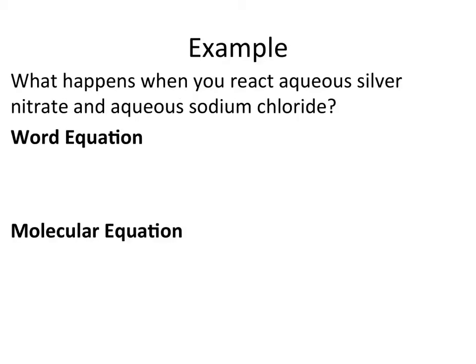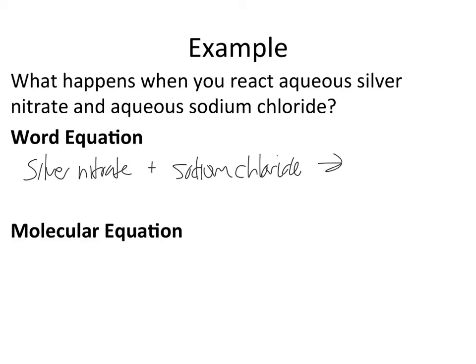So let's take a look here. What happens when you react aqueous silver nitrate and aqueous sodium chloride? Our word equation here is very simple. It is silver nitrate plus sodium chloride. Well, this is a double displacement reaction, so I'm just going to move my metals around. I'm going to form silver chloride, and I'm going to form sodium nitrate.